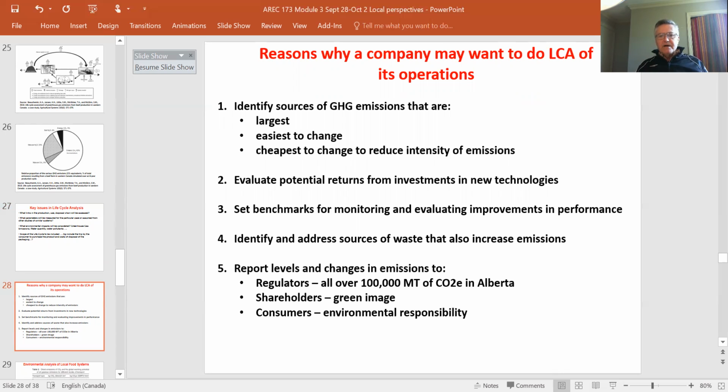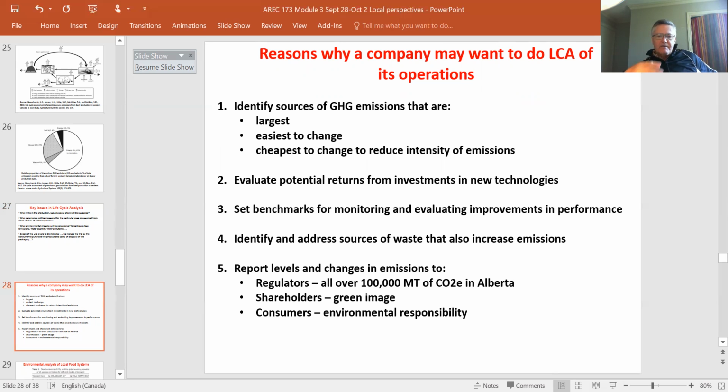A company might want to do a life cycle analysis, so we're thinking about why promote local food. You might want to promote local food if you do a life cycle analysis and you find that local food has a lower, say, environmental footprint or greenhouse gas footprint than another one.